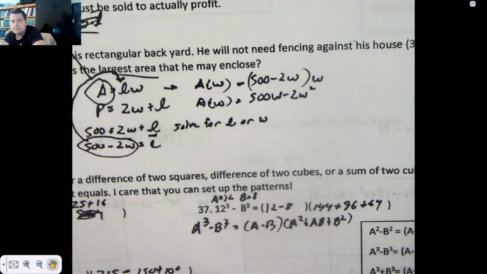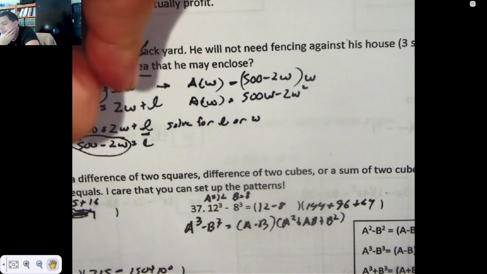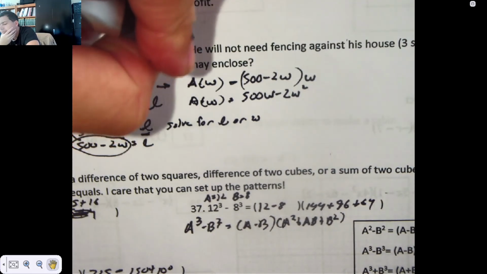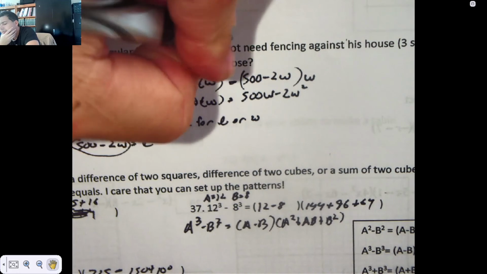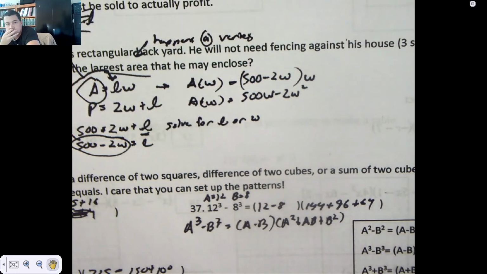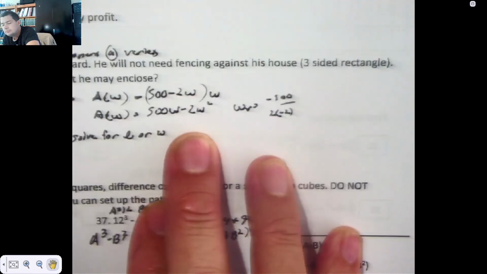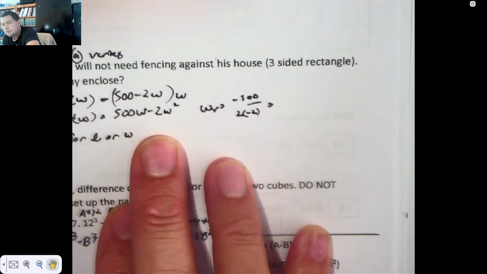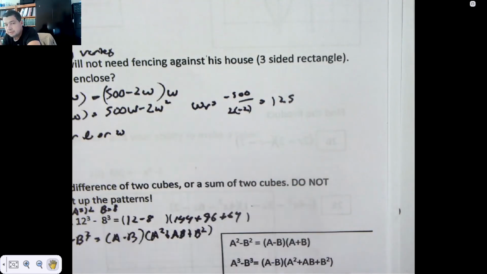And that's going to happen at the vertex. That's a quadratic. So this right here happens at the vertex. So the W coordinate of the vertex would be opposite B, which is negative 500, over twice the negative 2. That should be 125. Now that I have the W coordinate of the vertex, I'm good to go.